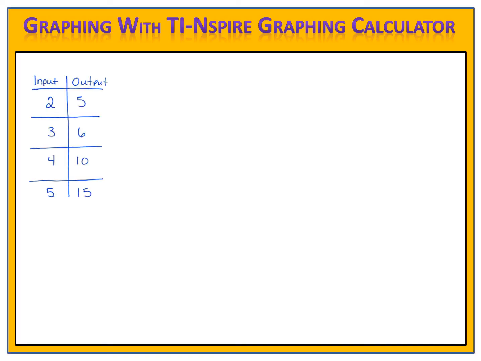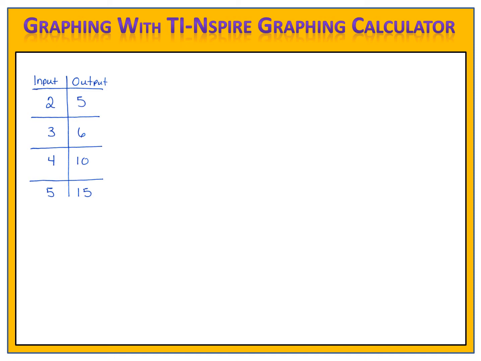We know that we have input and output tables. In this table, input 2 produces the output 5, input 3 produces the output 6, input 4 produces the output 10, and input 5 produces the output 15.